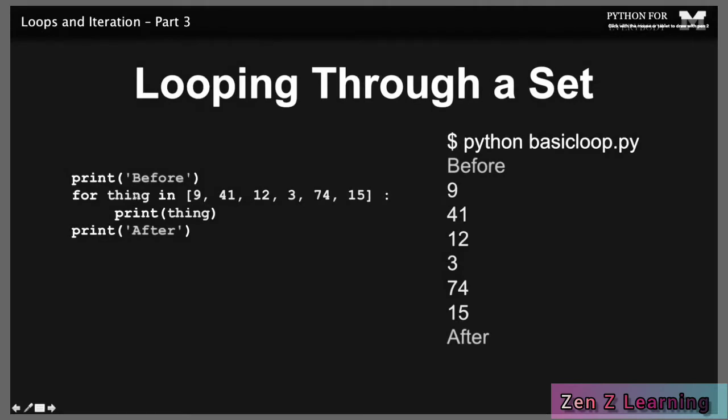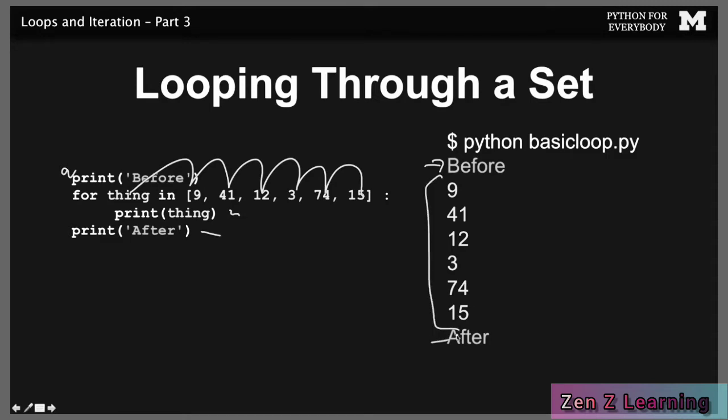So here's the little loop that we're going to do, and I'm going to do this over and over again. And these numbers, you're going to get tired of these numbers. For some iteration variable in 9, 41, 12, 3, 74, 15, we print out a before. So we're going to do something before the loop, something during the loop, and after the loop. Right now I'm just printing everything out, so you can see how the loop works.